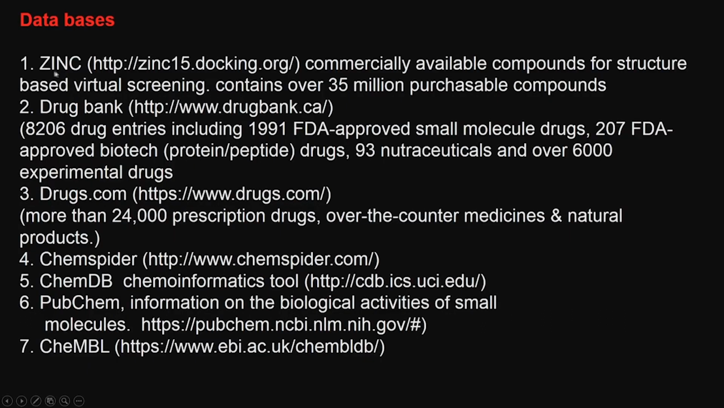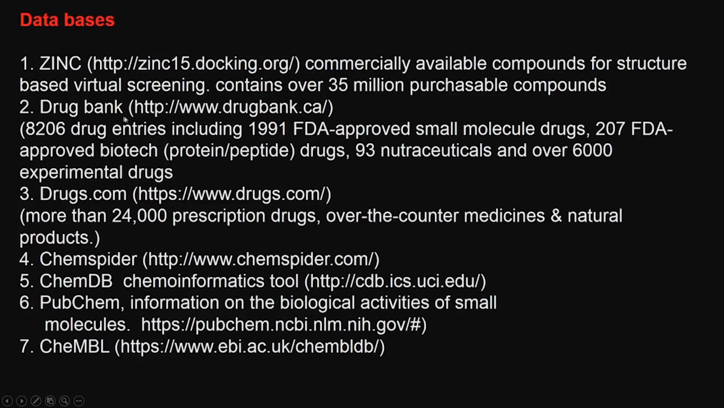Databases, we have the ZINC database. ZINC has 35 million purchasable compound structures. So if I am going to look at those structures, those properties, and I find one molecule looks very promising, I can even buy from them, for a cost. So this is a very useful database.